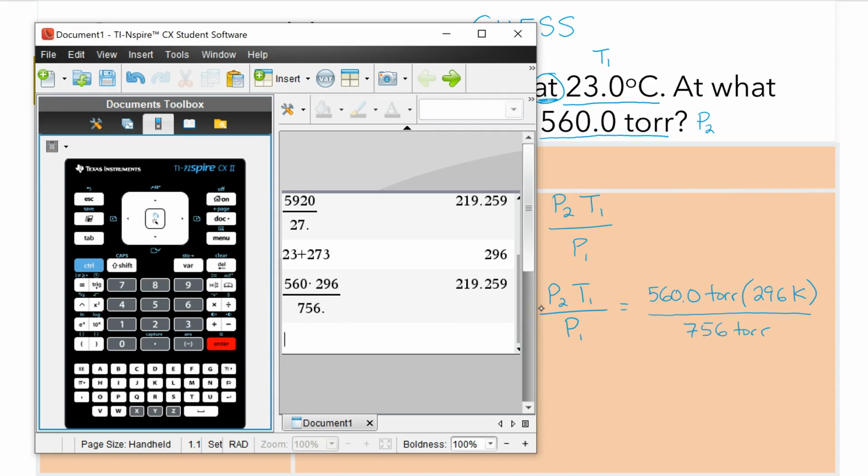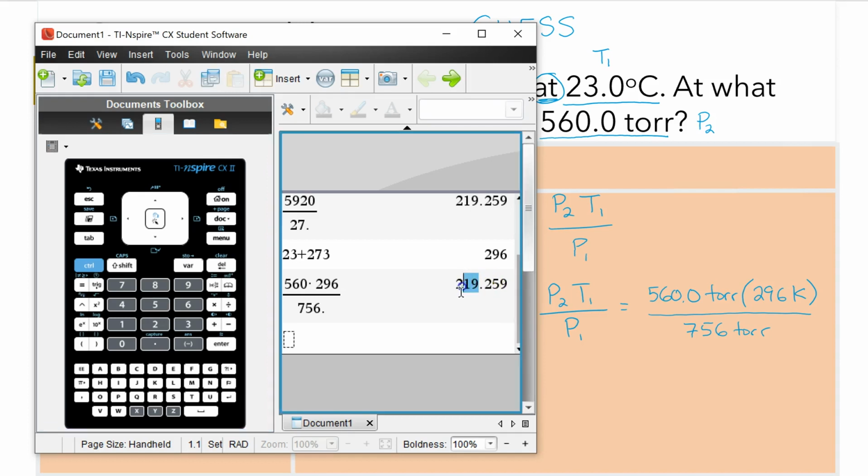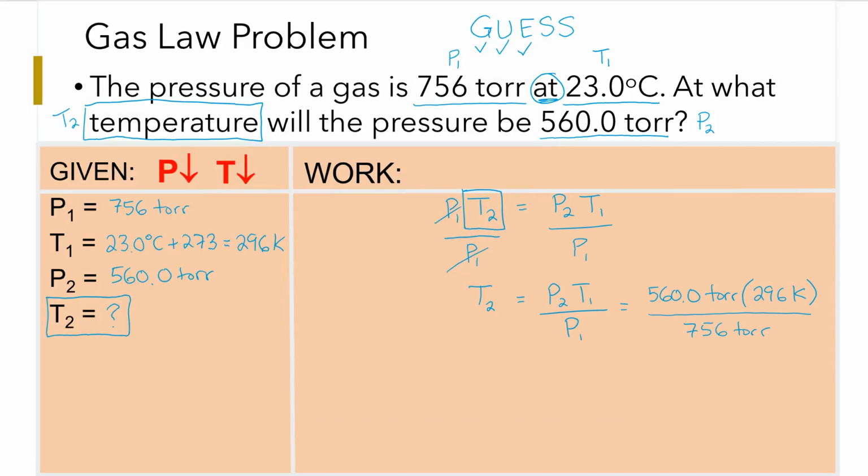So I'm going to round it to the appropriate sig fig. I look at the numbers I used in my problem and use the fewest sig figs. So the fewest would be 3. I'm keeping this, and since there's a 2 there, I'm not going to round that 9 up. I'm going to keep it as is. So our final answer would be 219 Kelvin. I know it's Kelvin because torr on top and torr on bottom cancel each other out.